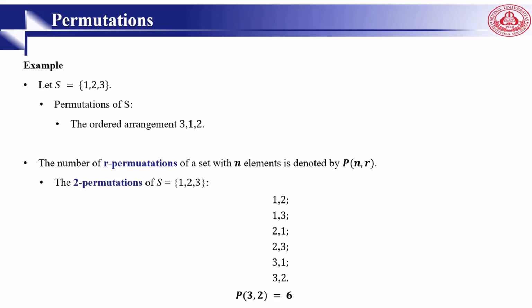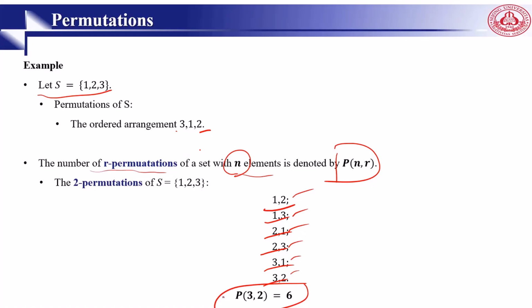For example, we have a set S which is equal to {1, 2, 3}. Let's see some permutations of S. For example, 3, 1, 2 is a permutation. The number of r-permutations of a set with n elements is denoted by P(n, r). For example, the 2-permutations of S: 1 2, 1 3, 2 1, 2 3, 3 1, 3 2. Because order is important. So how many do we have? 1, 2, 3, 4, 5, 6. So we show that P(3, 2) is 6.